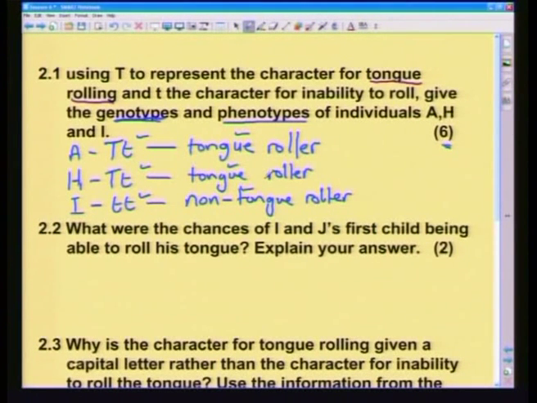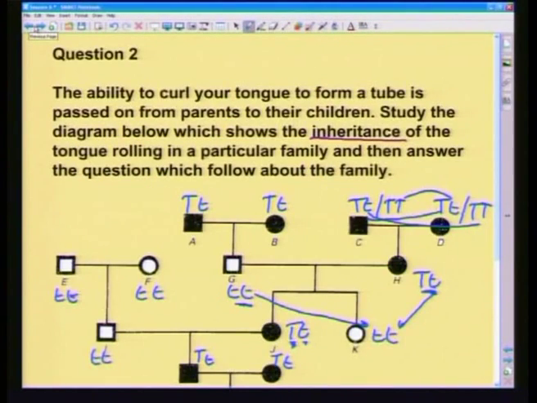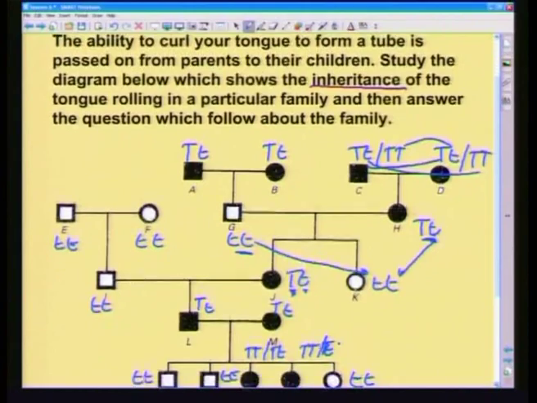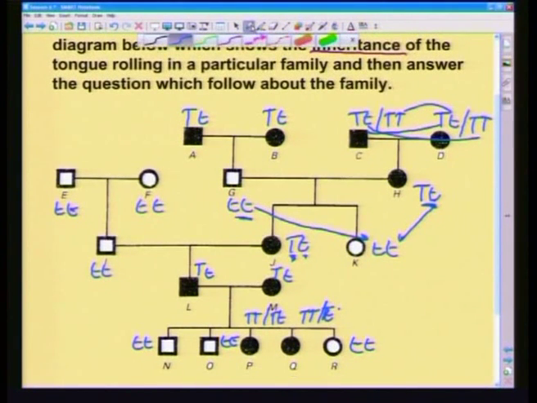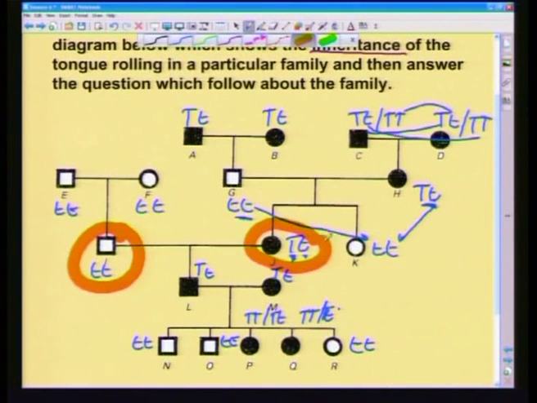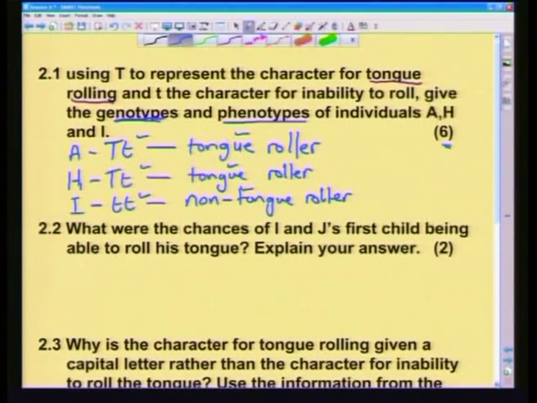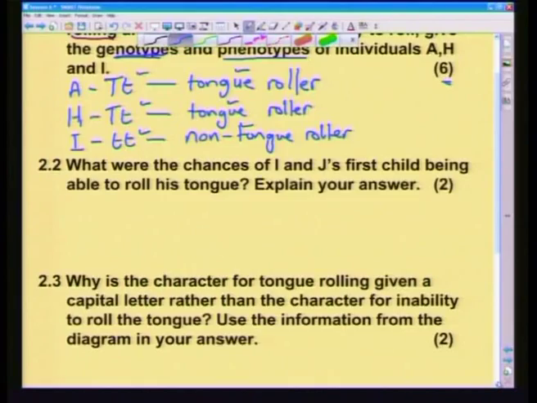And there you go. What were the chances of I and J's first child being able to roll his tongue? Explain your answer. Now it's I and J. So we go back to our diagram and we look at I and J. And they want to know what the chances are that their offspring would be able to roll their tongues. Well, look, the offspring are going to be heterozygous. And remember, it also says explain your answer. Don't forget this part of the question, people.